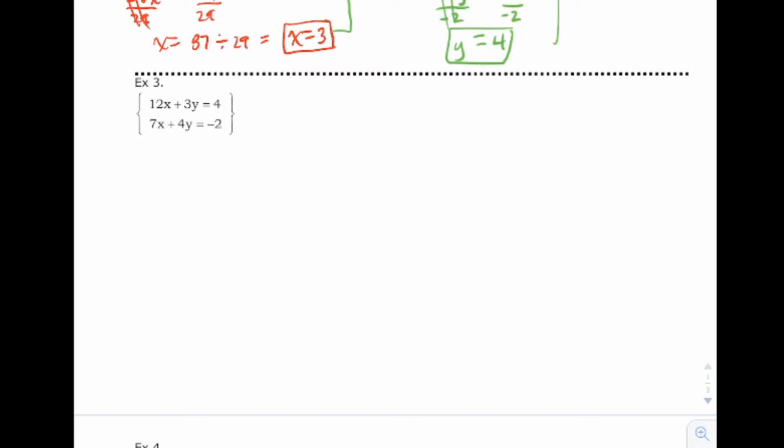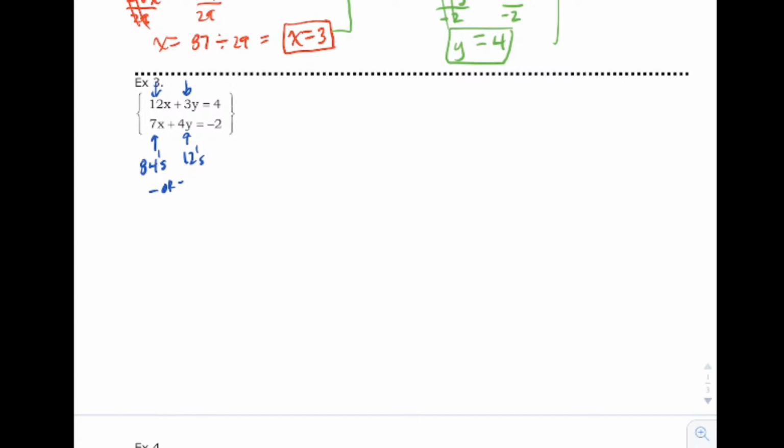Example 3. Ask yourself, what should we multiply these equations by so that we can set up for our addition method? Well, you've got two choices, basically. If you wanted to get rid of the x's, you'd have to take the 7 and the 12, and the common denominator would be 84. You'd have to turn them into 84s. Or, if you look at the y's, you get a 3y and a 4y, you'd have to turn them into 12s. And you just take your choice.